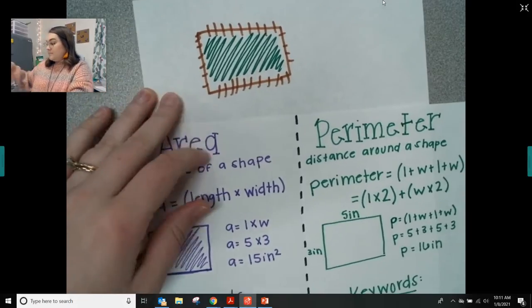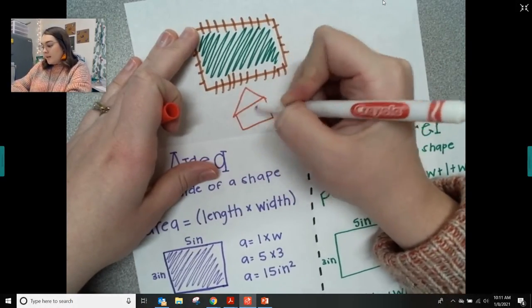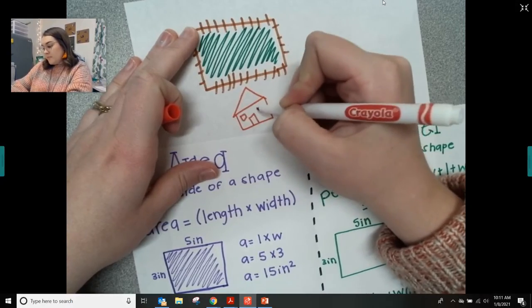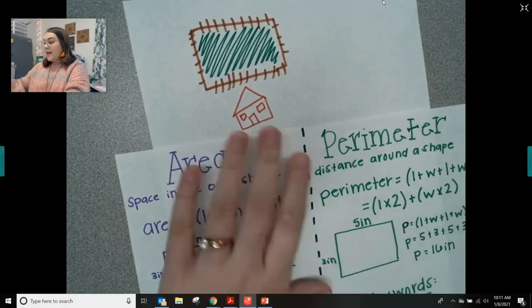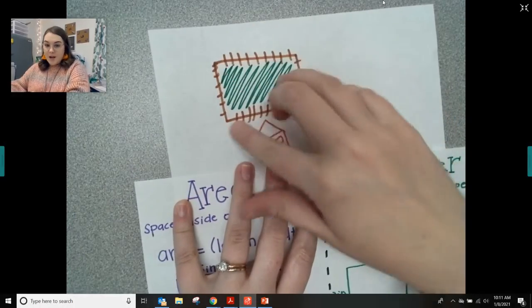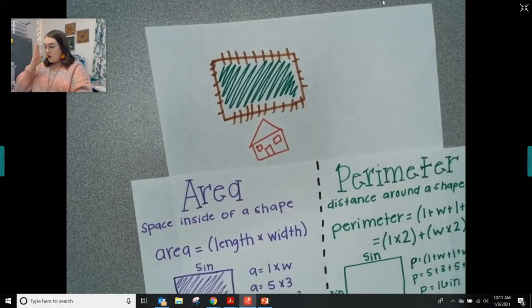So let's see. Just to get you to picture it a little bit more, here's my little house. And here is my backyard. Okay, this is a backyard. The brown is the perimeter. The green is the area. That's so important to get memorized.